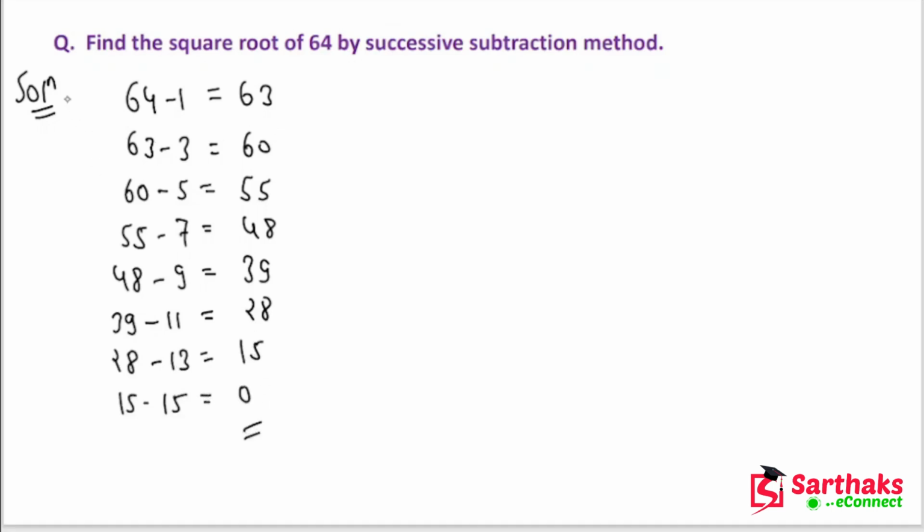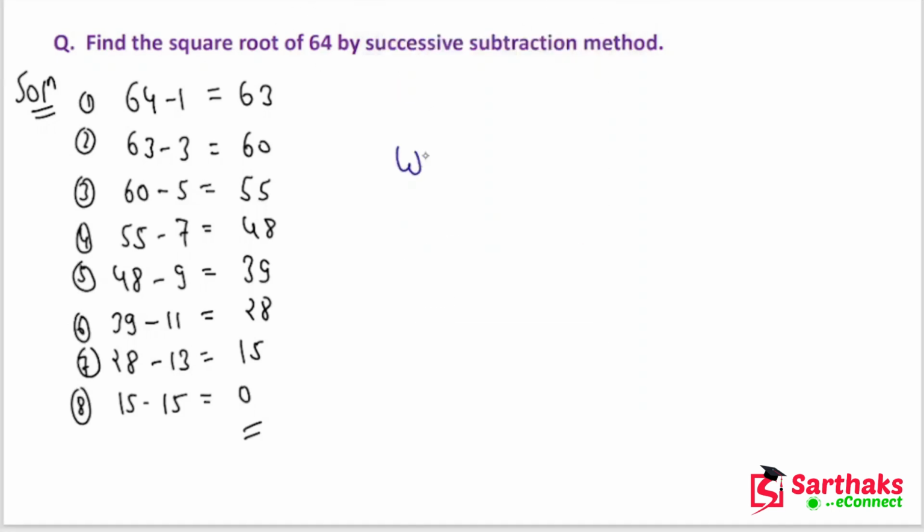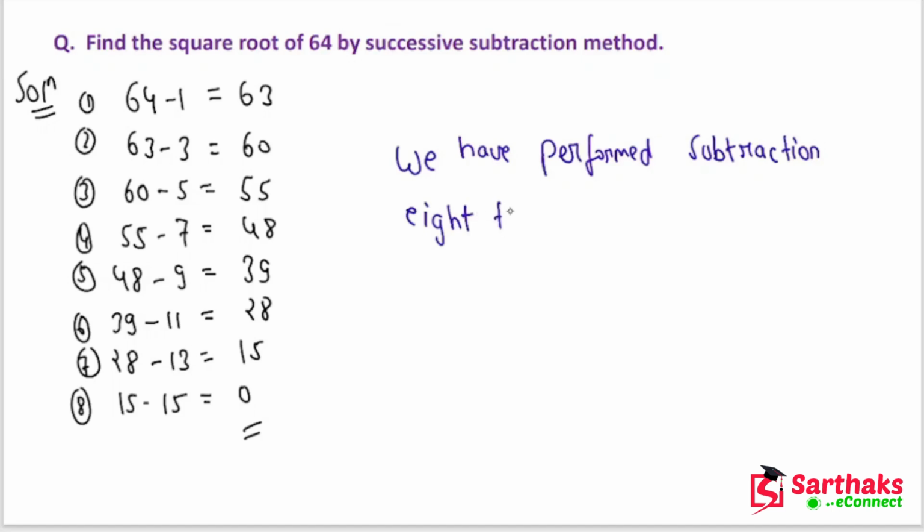So we can count the steps. So this was 1, 2, 3, 4, 5, 6, 7, 8. So we can write, we have performed subtraction 8 times. So the square root of 64 is equal to 8.